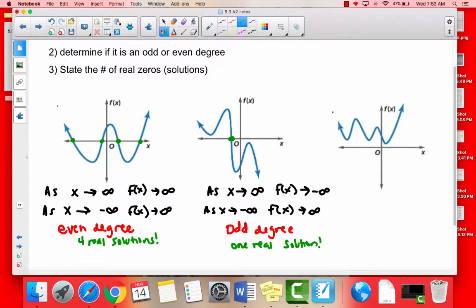All right, so hopefully you're catching on to those. The biggest thing is being able to tell which direction it goes, positive or negative infinity on each side. Go ahead and try this last example here and see how you do. If you want me to check it in class, I'll gladly do that.